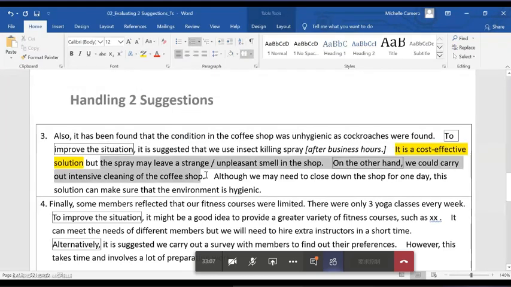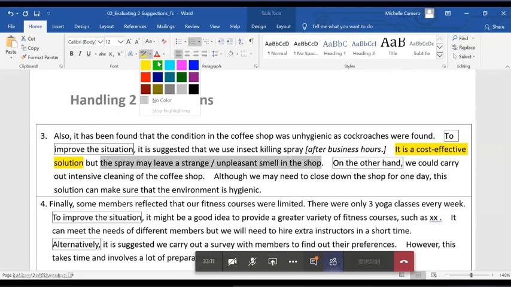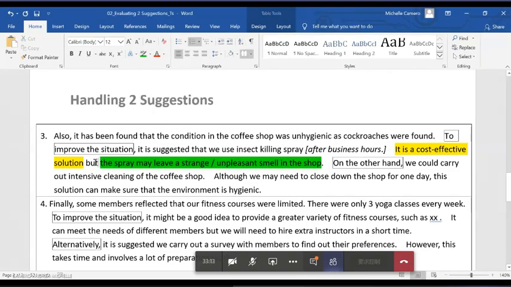But the spray may leave a strange or unpleasant smell in the shop. So that's the disadvantage, because those sprays do usually smell, and they use the word but to show the relationship between the advantage and disadvantage. On the other hand, so this is the word they use to introduce solution 2. We could carry out intensive cleaning of the coffee shop. Okay, so they use the verb carry out intensive cleaning.